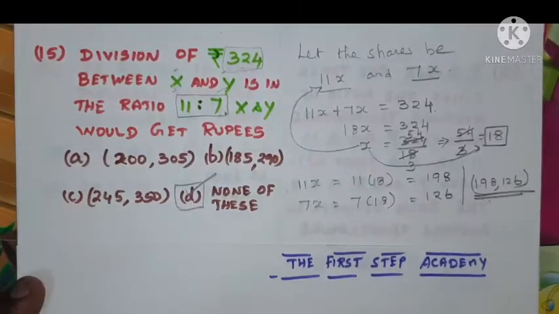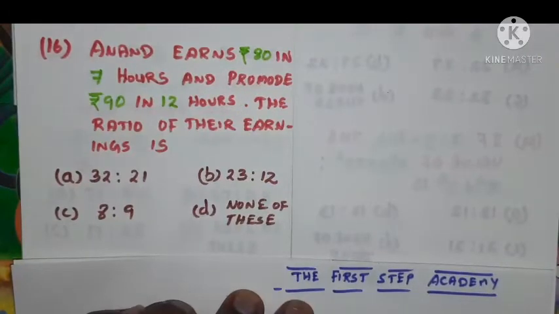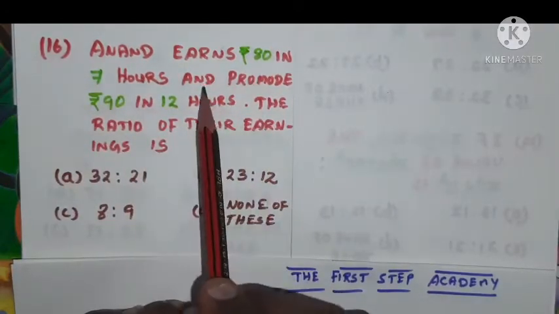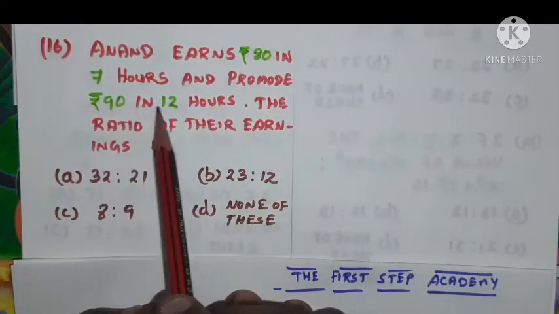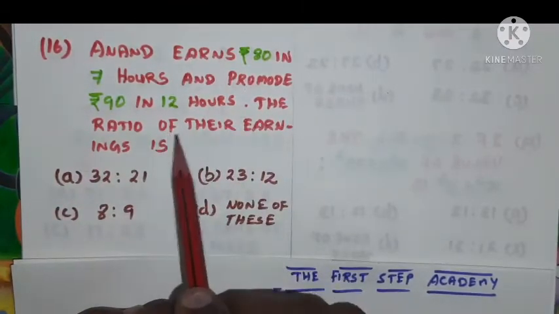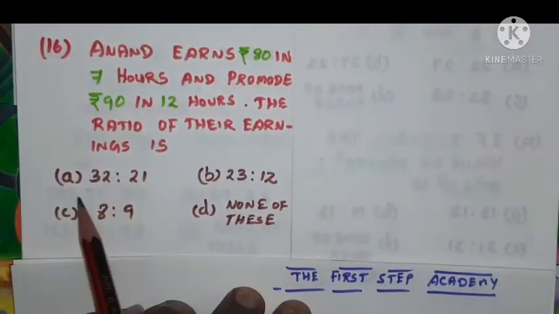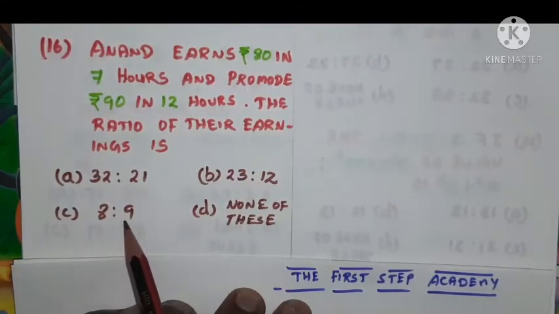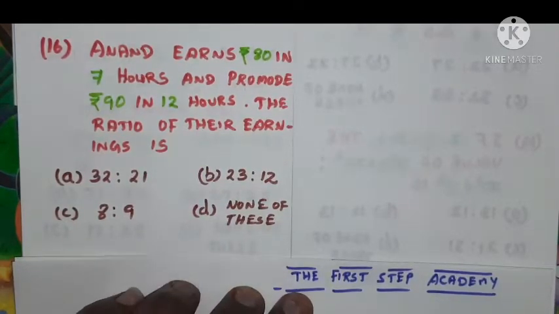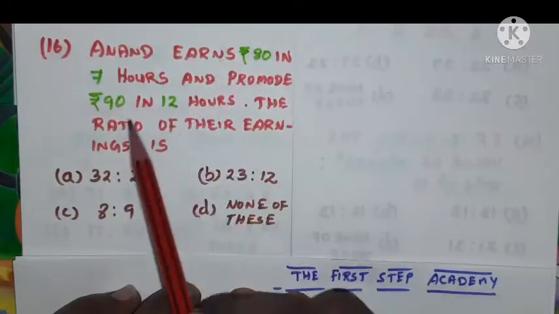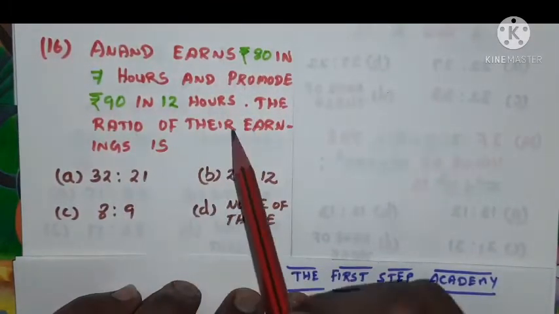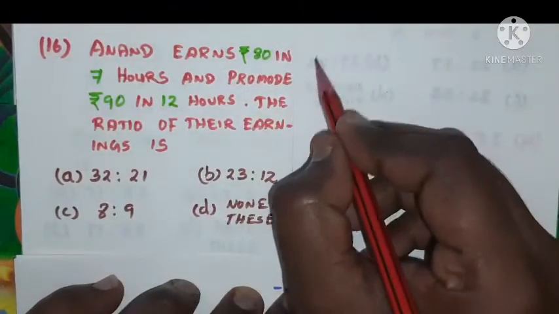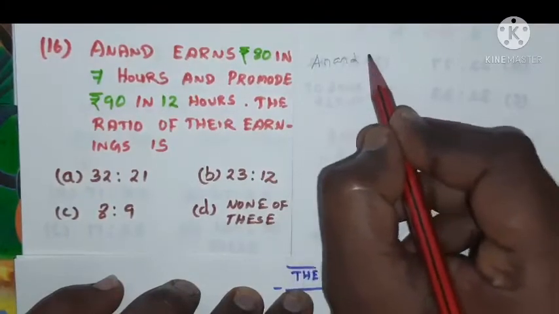Question number 16. Anand earns rupees 80 in 7 hours and Pramod rupees 90 in 12 hours. The ratio of their earnings is, given options are option A 32 is to 21, option B 23 is to 12, option C 8 is to 9, option D none of these. So they have given Anand's earning and Pramod's earning, and they are asking us to find out their earning ratio. Now first I am going to write Anand's earnings.